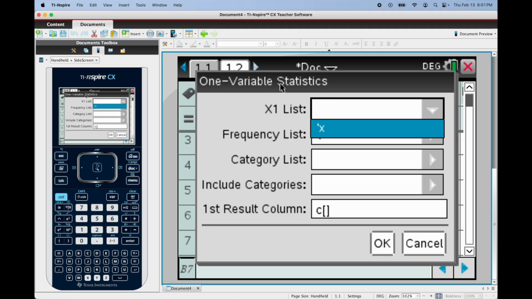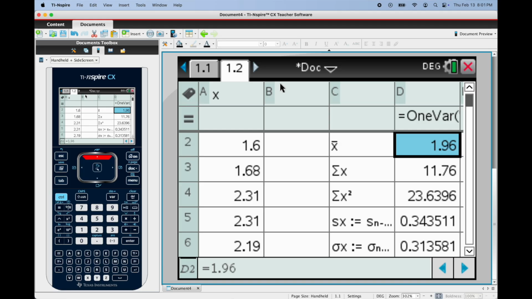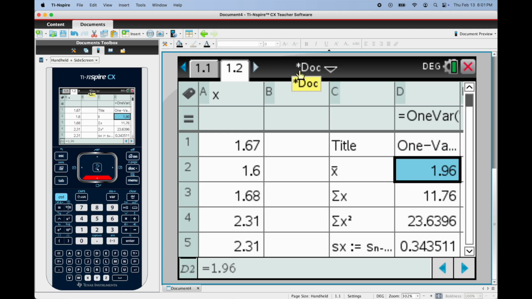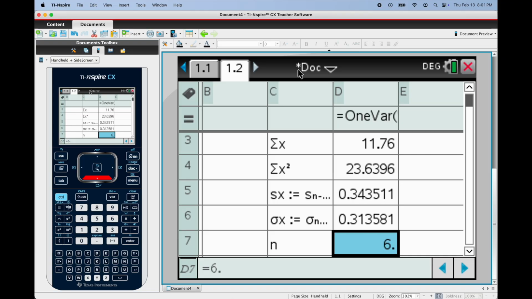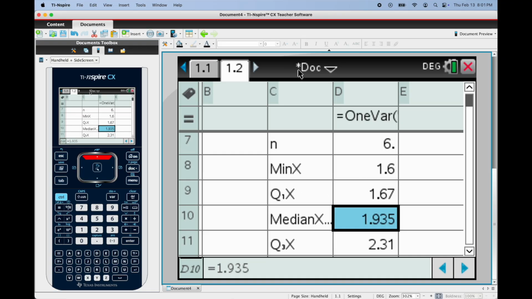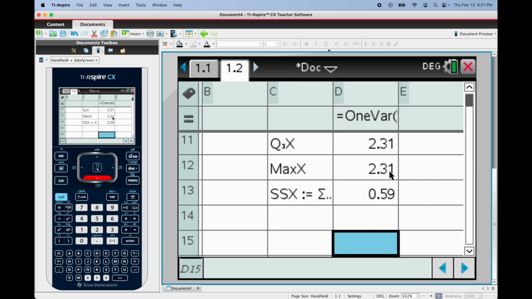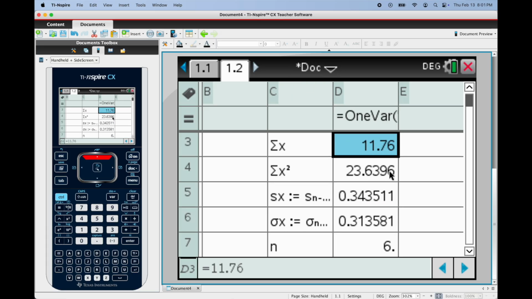All right, let's just do some quick one variable statistics. Put our value in x. All right, x bar 1.96, that checks out. Our median 1.935, that checks out as well. And I don't think this gives us the range. No, it doesn't. Okay, great. Let's go back to the document.